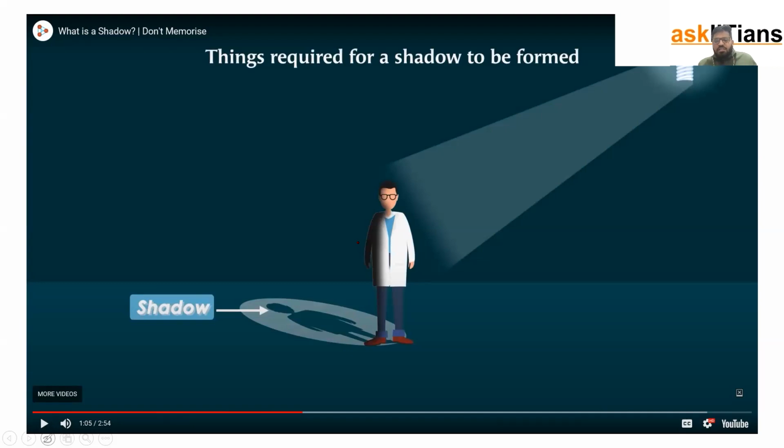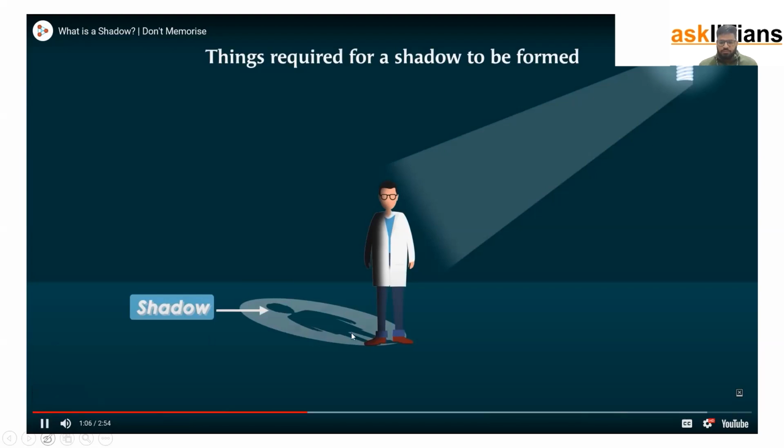So the third thing which is required for a shadow to be formed is known as a screen. So what are the three things required? We have learned: source of light, opaque object, and screen on which the shadow will be formed. So all the three things are required in every case for a shadow to be formed. Getting my point? Okay, now let's move forward.